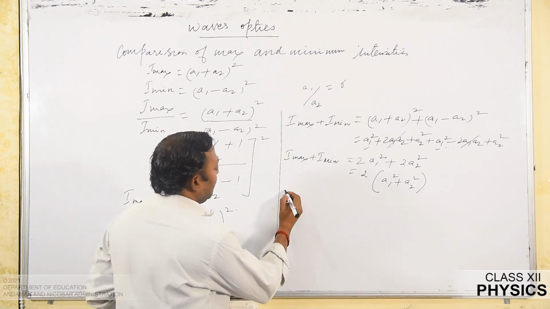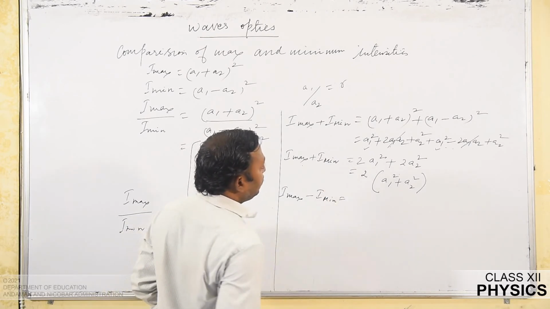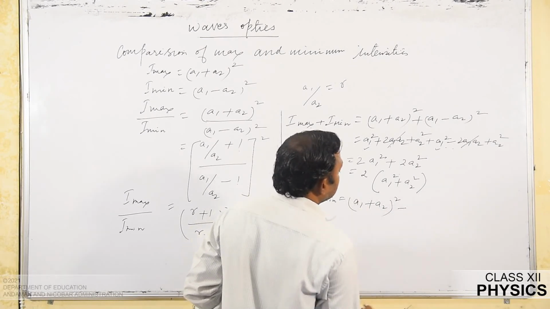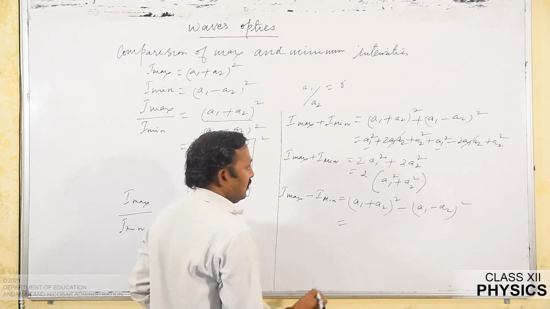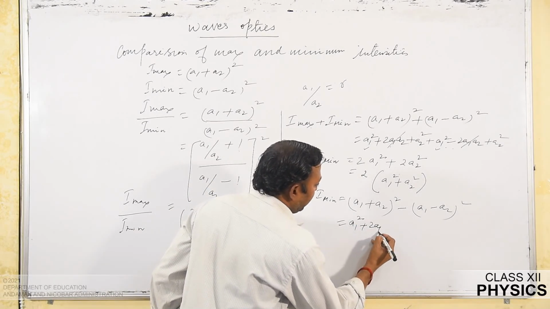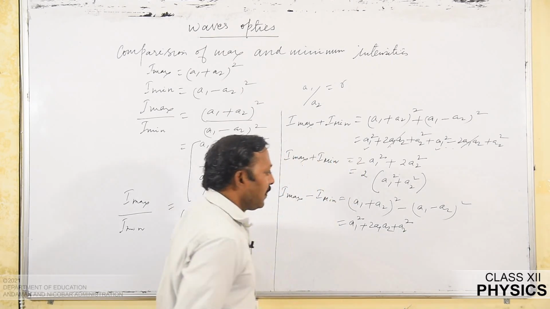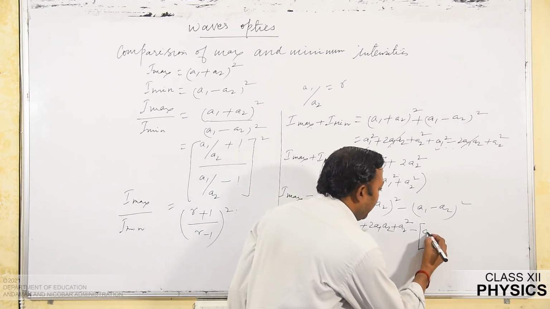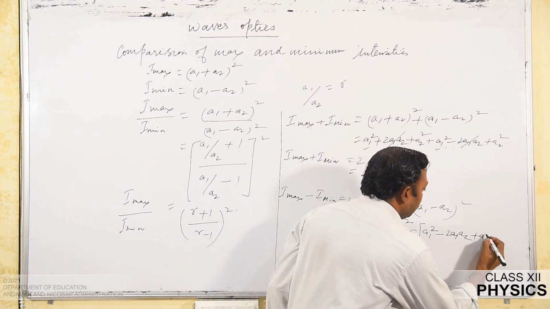Now similarly I maximum minus I minimum is equal to a1 plus a2 whole square minus a1 minus a2 whole square. Now similarly expand this also, we get a1 square plus 2a1 a2 plus a2 square. Now minus, under the bracket we have a1 square minus 2a1 a2 plus a2 square.